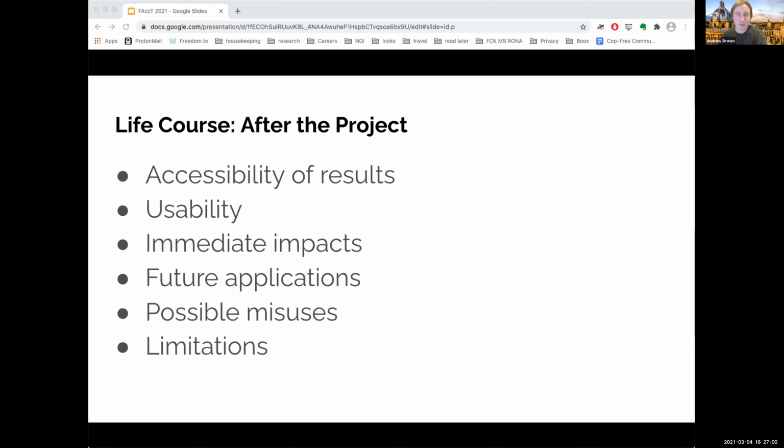Possible misuses is very important. So it's very important to consider how your research could serve purposes other than those that you originally intended when doing the research. This isn't necessarily to counter some specific malicious actor, but instead, how are you helping other researchers to act ethically and think thoroughly when they're using your research? Limitations. So after having gone through the life course of the project, you can finally reflect on the research and think, what are the actual possible benefits and limitations of this work? And honesty is key here.